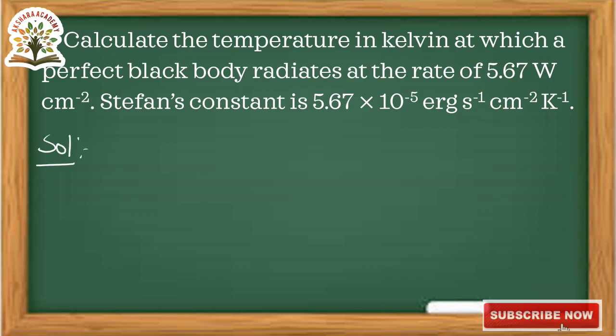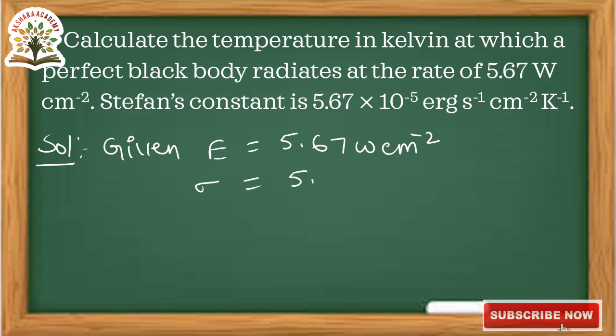Calculate the temperature in Kelvin. We are finding the temperature. So first we will write what they have given in this question. Given E is equal to 5.67 watt centimeter to the power of minus 2, and sigma is equal to 5.67 into 10 to the power of minus 5 erg second inverse centimeter to the power of minus 2 K to the power of minus 4, nothing but Kelvin to the power of minus 4.